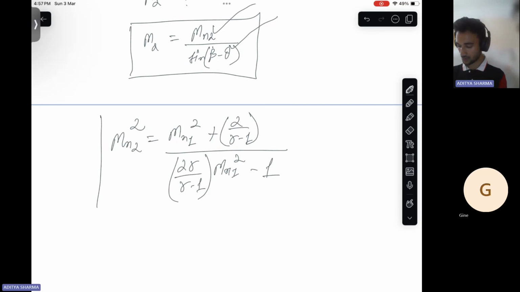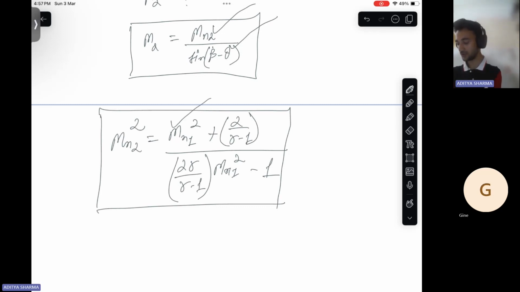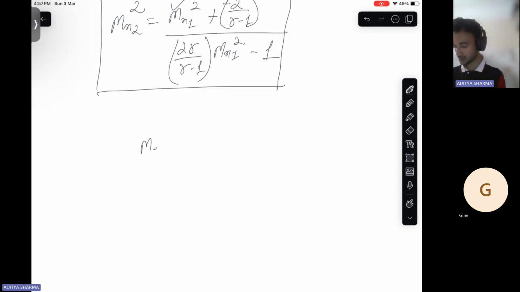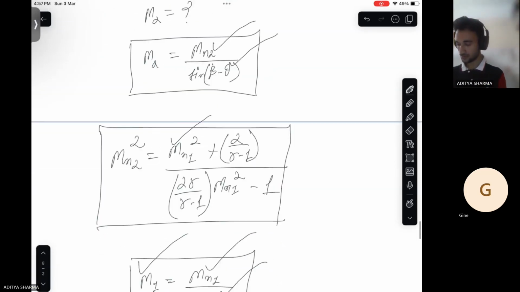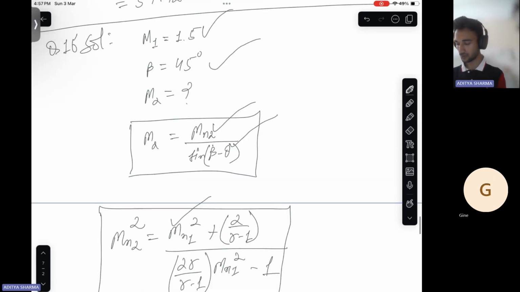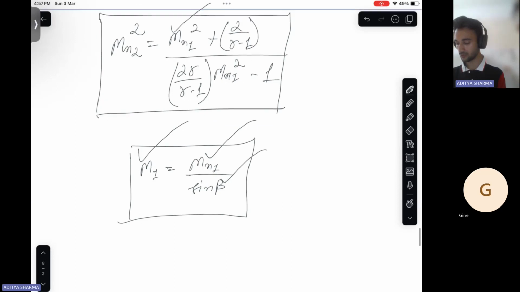So now if you see, this is Mn2, right? But in this Mn2, what do we know? Do we know Mn1? No, we don't know Mn1. We do know gamma, right? Gamma is in our hand, 1.4, but do we know Mn1? No, right? But then if you see this expression, here we know M1, we know sine beta, right? We can find out Mn1, right? So this way we can find out Mn2.